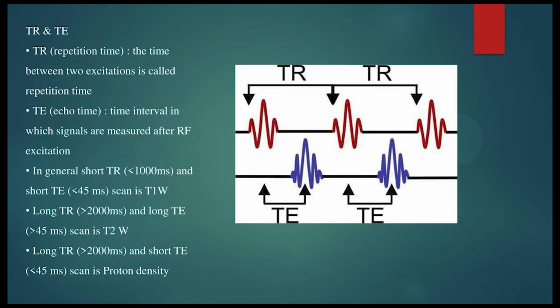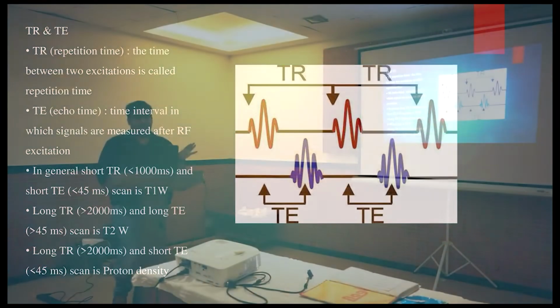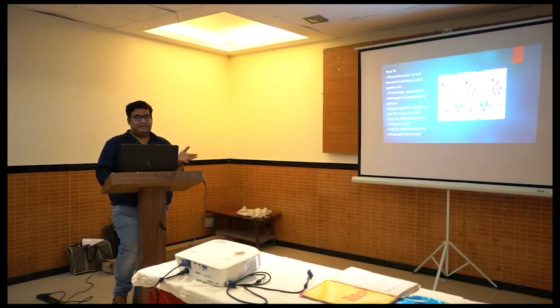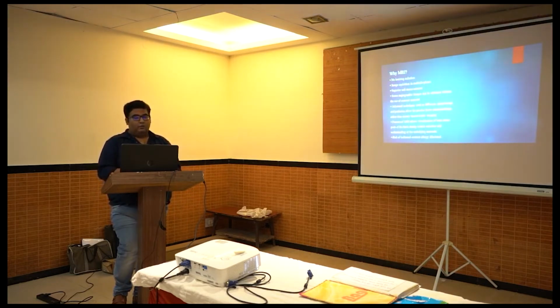For T1 images there is short TR and short TE, that is less than 1000 milliseconds and less than 45 milliseconds, and for T2 there is long TR and long time to echo, that is more than 2000 milliseconds and more than 45 milliseconds.